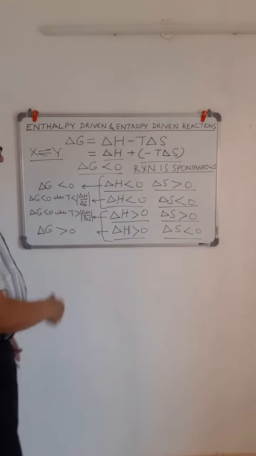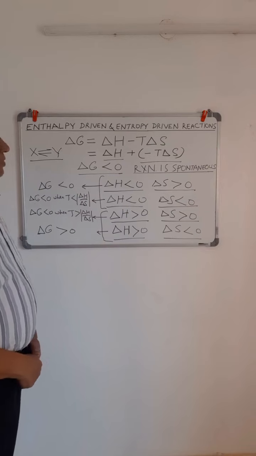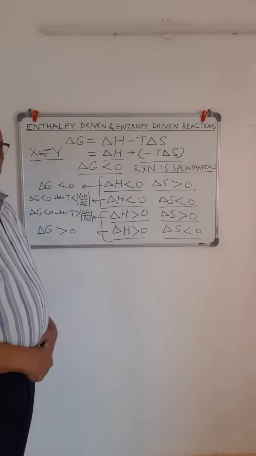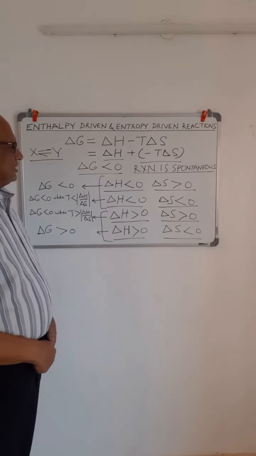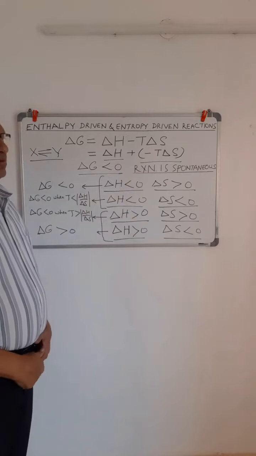So that is how we can find out whether a given reaction is enthalpy driven or entropy driven. When the delta G is negative due to enthalpy being negative, then it is enthalpy driven. When delta G is negative due to entropy being positive, then we say it is entropy driven.